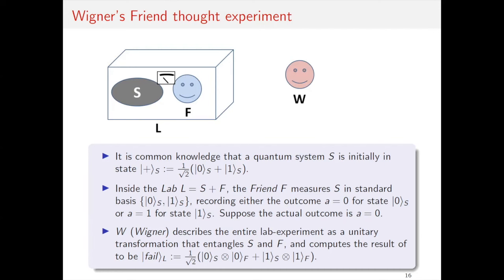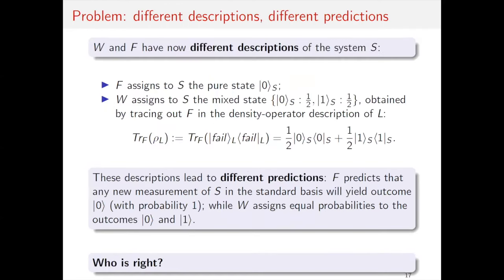But we are really assuming that these can be quantum systems, and so in that case, you can just describe the same. Okay, so now, this means that if you look at the system S, what state do these different agents assign to the system S? We saw that F inside the lab assigns to S the state 0. Measured it, got a 0 outcome, so S must be in the state 0. W describes the whole lab as unitary, but for S, he does a partial trace, he traces out the friend, and he assigns a mixed state. He says 0 with a half and 1 with a half, right?